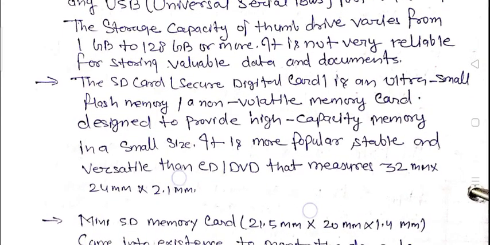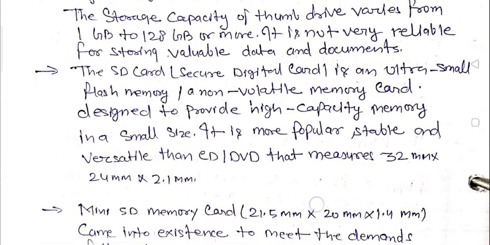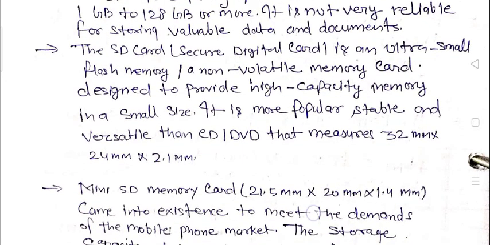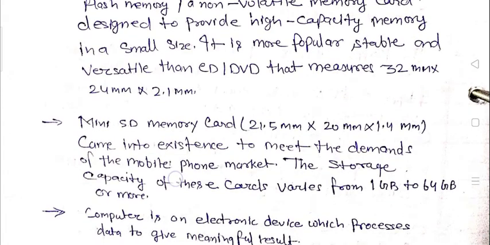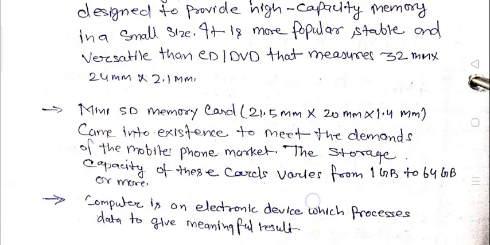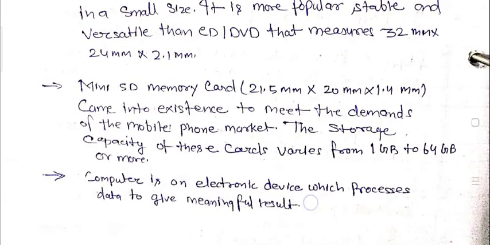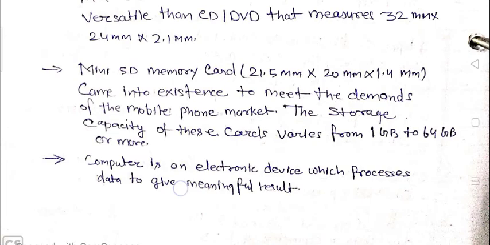The SD card, Secure Digital card, is an ultra small flash memory, a non-volatile memory card designed to provide high capacity memory in a small size. It is more popular, stable, and versatile than CD and DVD, and measures 32 mm by 24 mm by 2.1 mm. The Mini SD memory card, 21.5 mm by 20 mm by 1.4 mm, came into existence to meet the demands of the mobile phone market. The storage capacity of these cards varies from 1 GB to 64 GB or more.